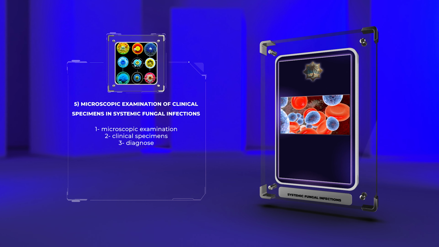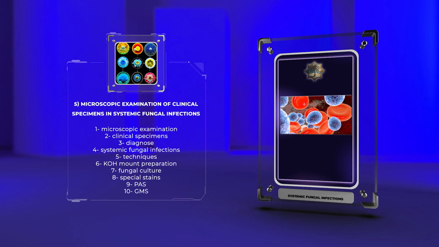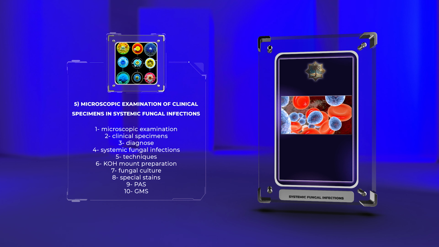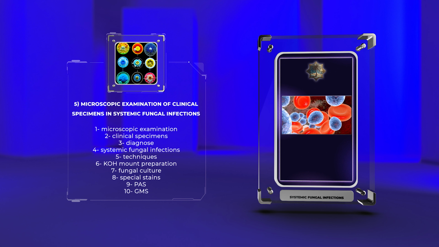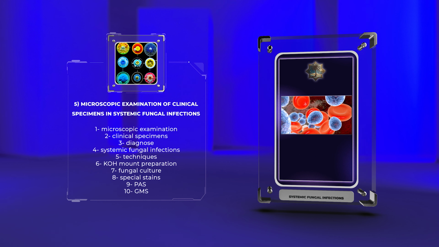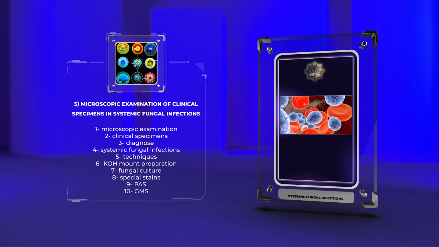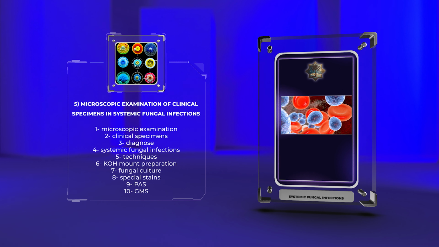In the video, we will explore how microscopic examination of clinical specimens helps diagnose systemic fungal infections. We will discuss techniques like KOH mount preparation and fungal culture, as well as special stains like PAS and GMS, which aid in identifying fungal structures. Accurate evaluation is essential for identifying the specific organism causing the infection.